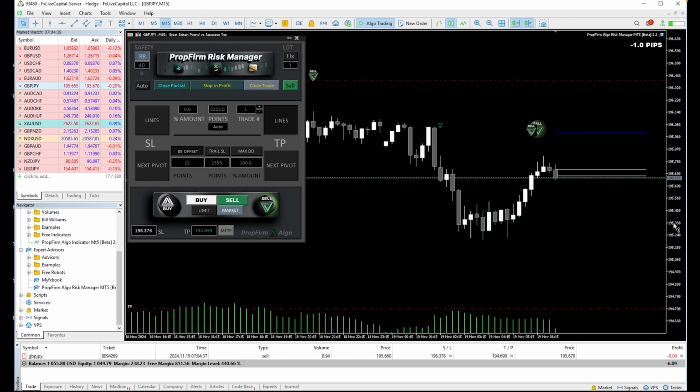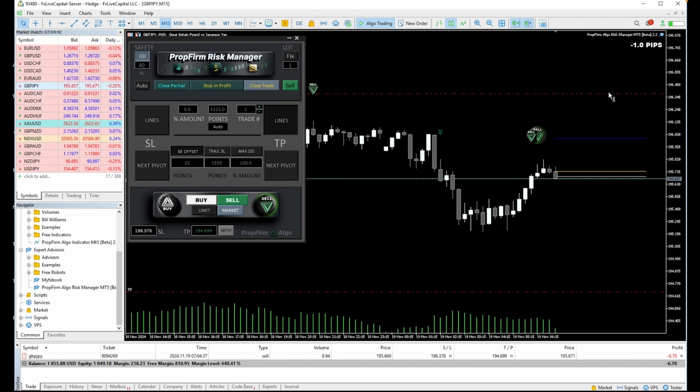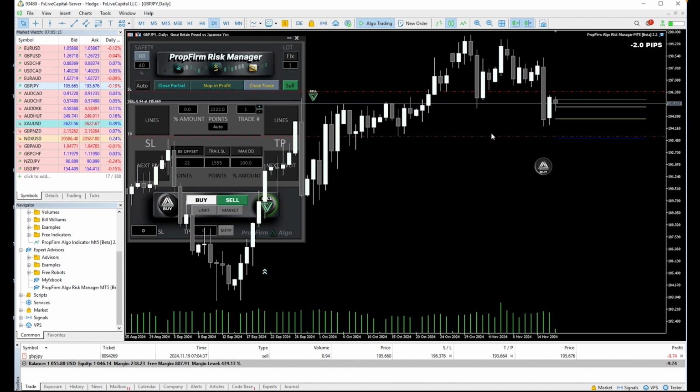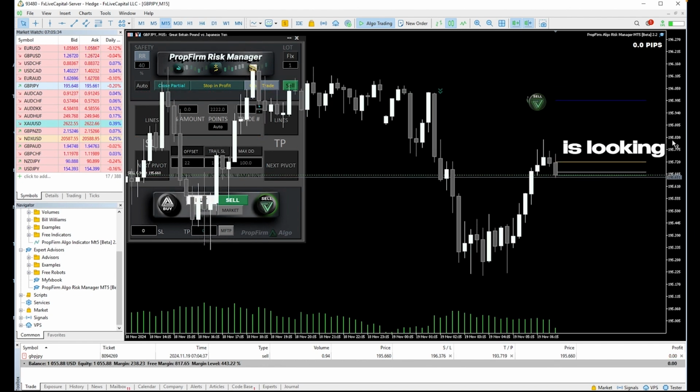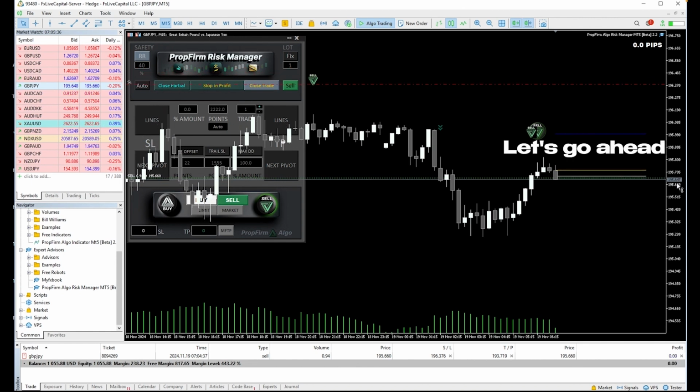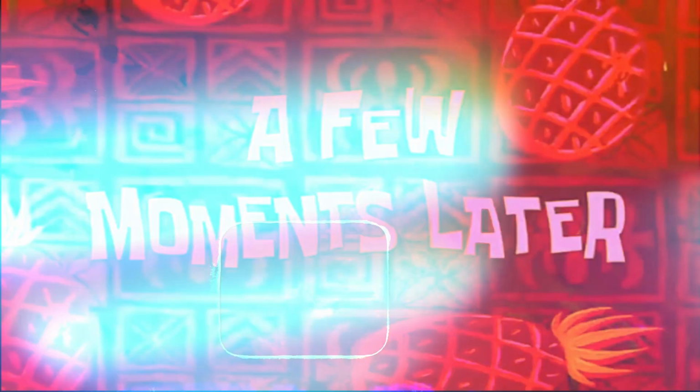We also have the signals on the 15-minute. We're at the institutional entry line and TP right above the area that we spoke about, which is also the daily B institutional entry line. So far, this trade is looking very promising. Let's go ahead and see how this plays out. A few moments later. Let's go.